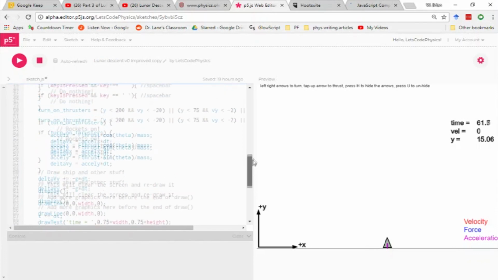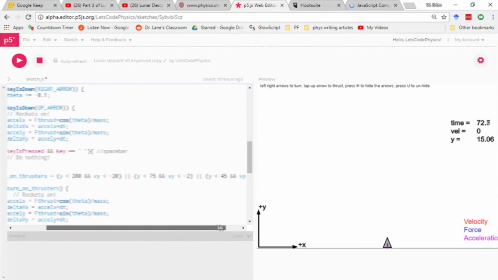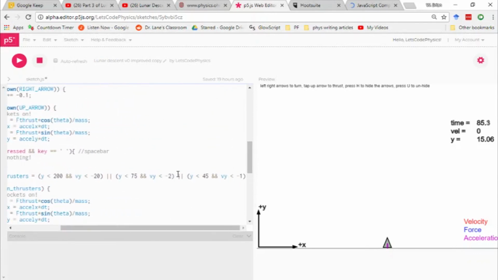All right, so let's have... maybe we can up these a little bit. Maybe we can increase this one to 3 and this one to 2. All right, Vy less than -2. Yeah, so let's try this.